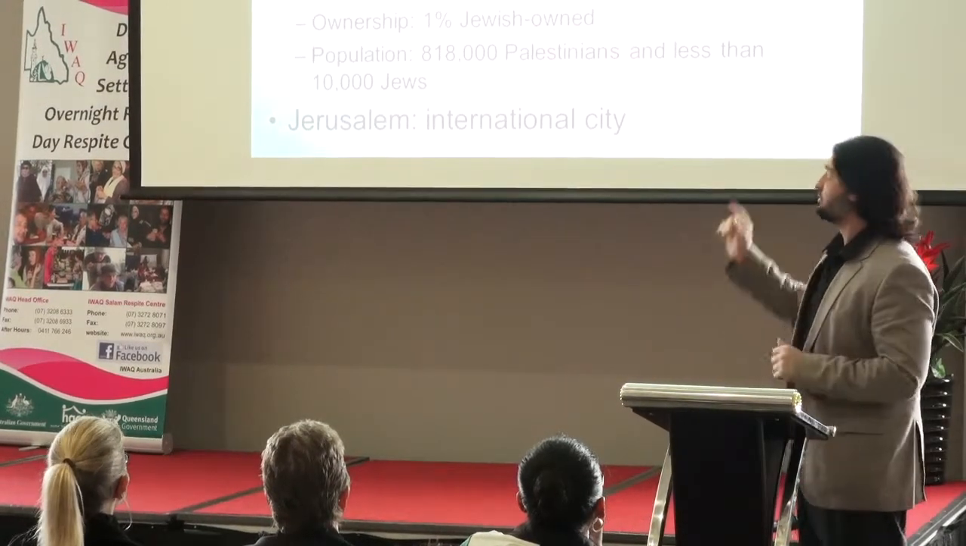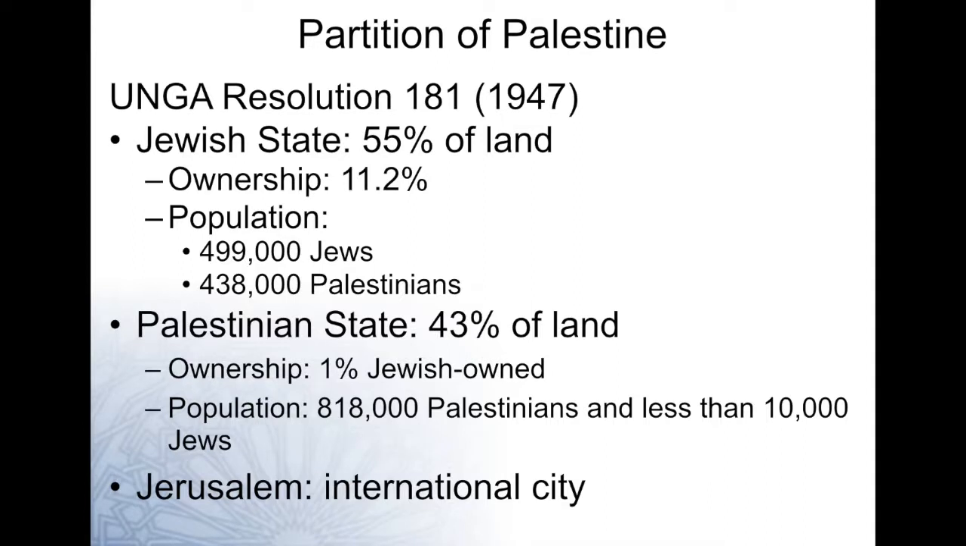I'll come to that in a moment, but first I'd just like to reiterate a couple of points about Resolution 181. The Jewish state was getting 55%. In that 55%, the Jews legally owned only 11% of the land. Jews would have a population of just short of 500,000, but almost as many Palestinians were going to be in that state. The Palestinian state was going to be 43% of the land, only 1% of that was Jewish owned. The Palestinian population was going to be over 800,000, less than 10,000 Jews. Jerusalem would be an international city.